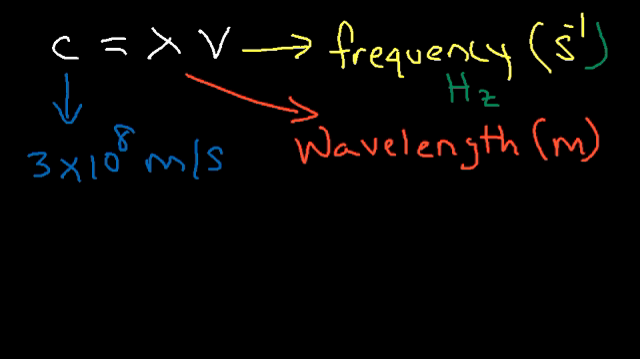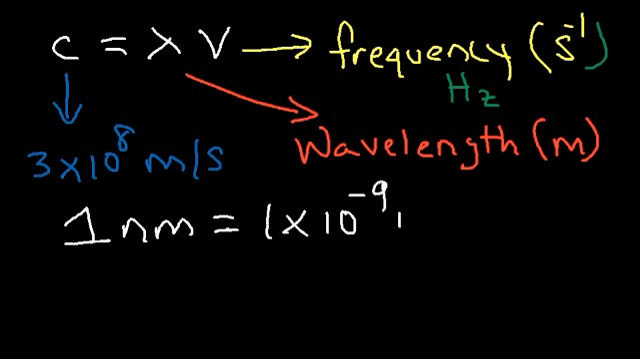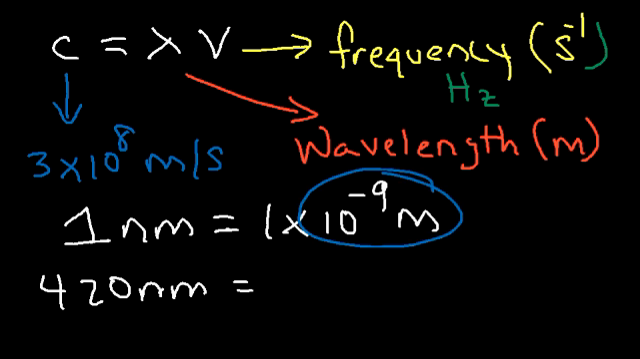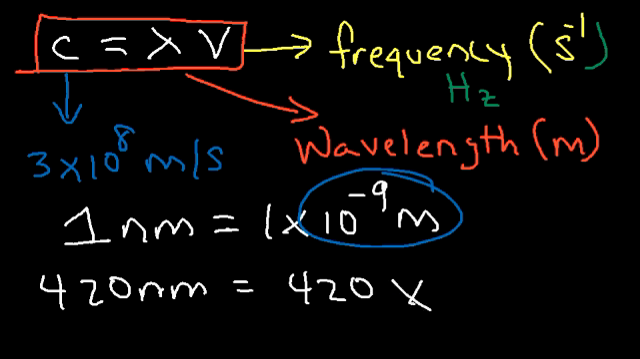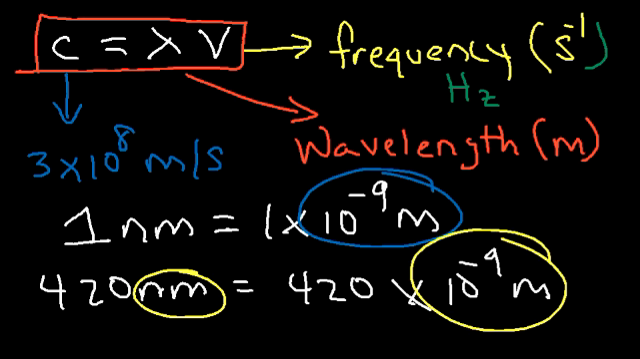Now, sometimes you might be given the wavelength in nanometers. Keep in mind that 1 nanometer is equal to 1 times 10 to the minus 9 meters. So let's say the wavelength is 420 nanometers, you can do a quick conversion. You can replace nanometers with 10 to the negative 9 meters. So whenever you're using this equation, if you're given the wavelength in nanometers, you can write this as 420 times 10 to the negative 9 meters. So just replace this part with 10 to the minus 9.